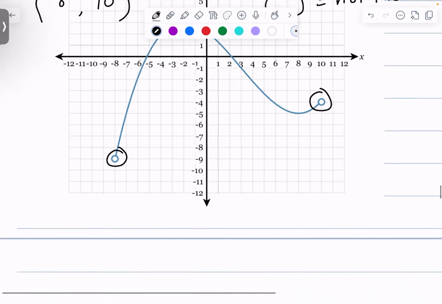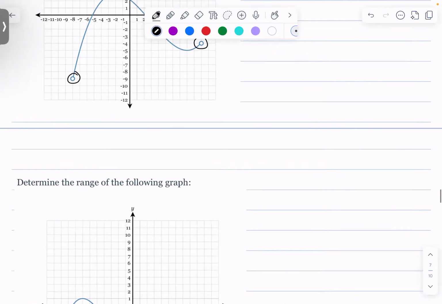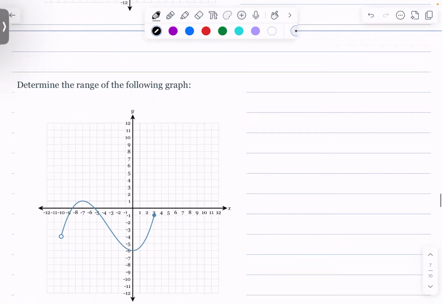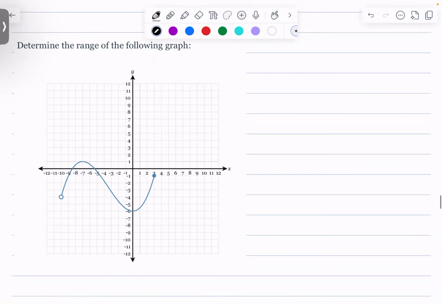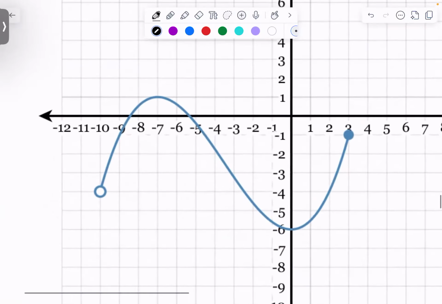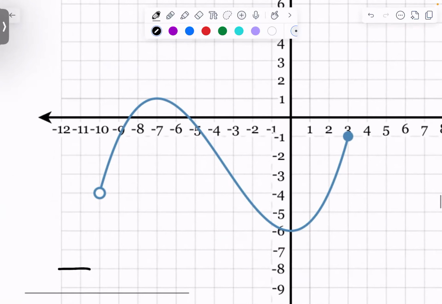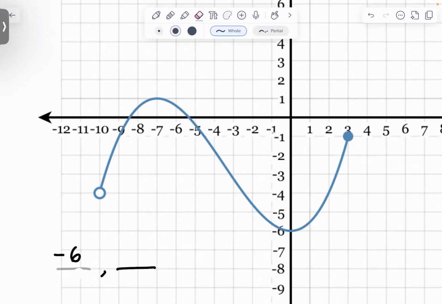Okay? So my next example here is determine the range of the following. Remember, range is all possible y values. Okay? All possible y values in interval notation again. So it's blank, comma, blank, right? My left-hand side, what's the lowest possible y value? -6. Okay? It's -6, comma, what's my highest?